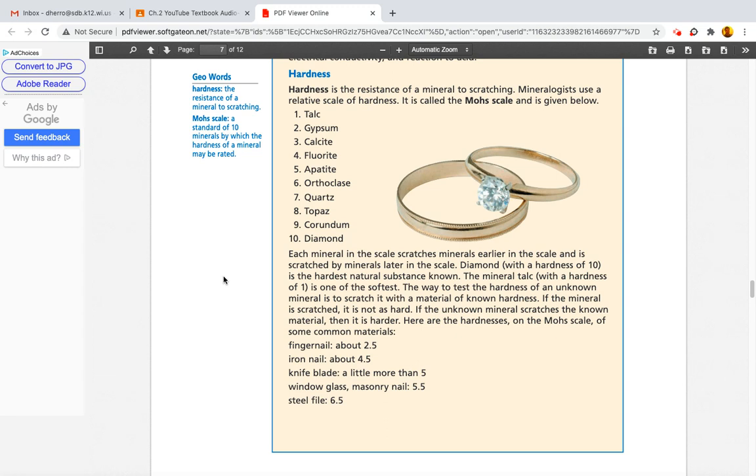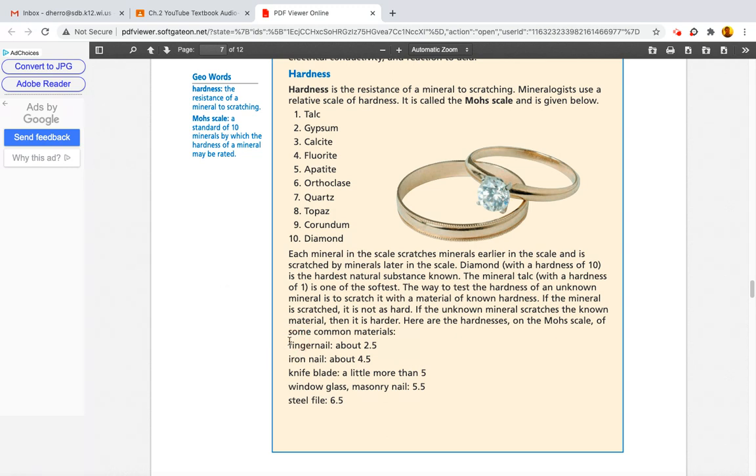The way to test the hardness of an unknown mineral is to scratch it with a material of known hardness. If the mineral is scratched, it is not as hard. If the unknown mineral scratches the known material, then it is harder. Here are the hardnesses on the Mohs scale of some common materials.